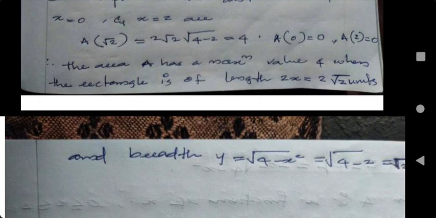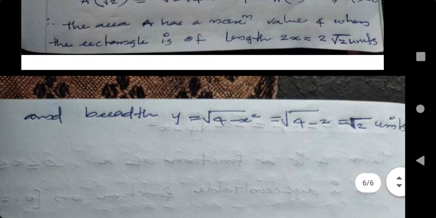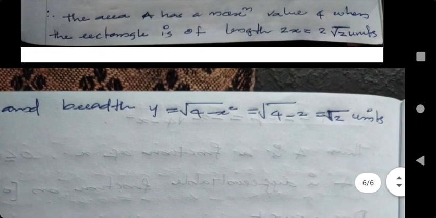Therefore, the area has a maximum value when the rectangle is of length equal to 2x, that is 2 root 2 units, and the breadth y equal to root of 4 minus x square, equal to root of 4 minus 2, equal to root 2 units. The length is therefore 2 root 2 units and the breadth is root 2 units. Thank you.